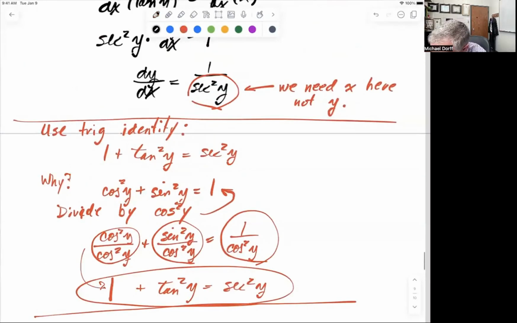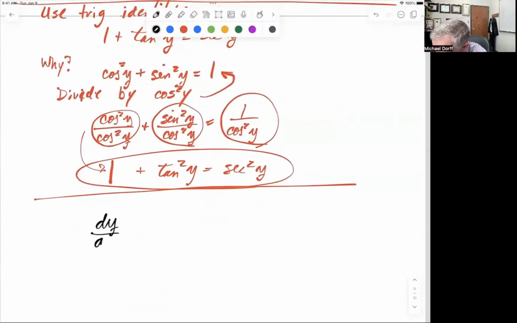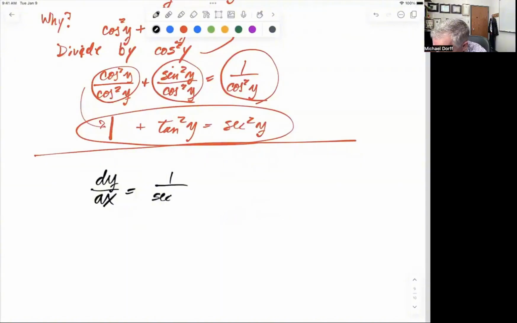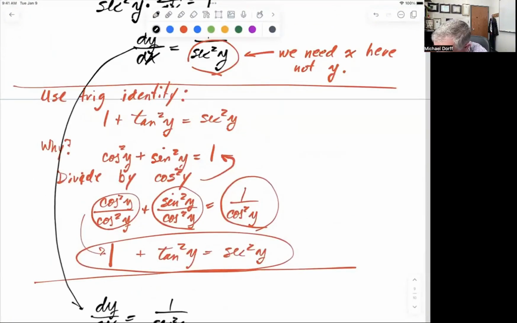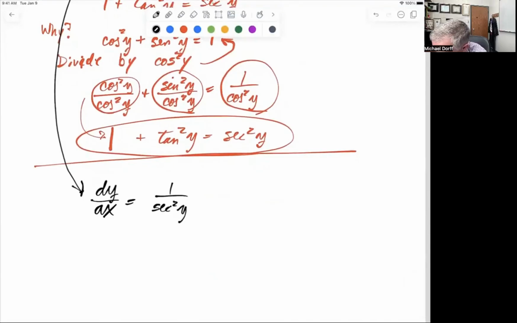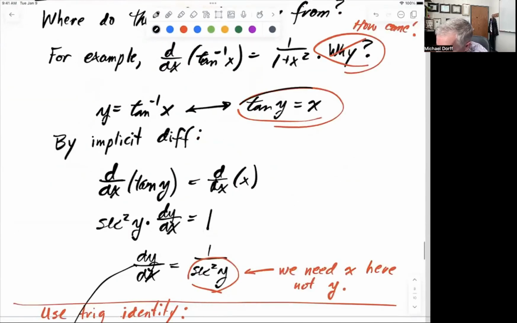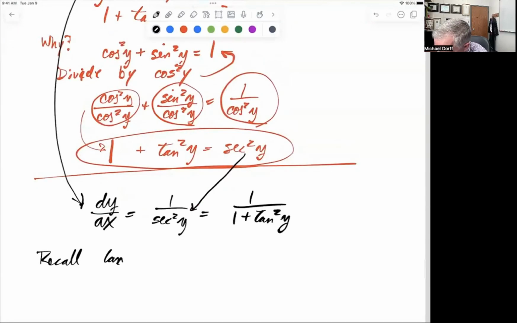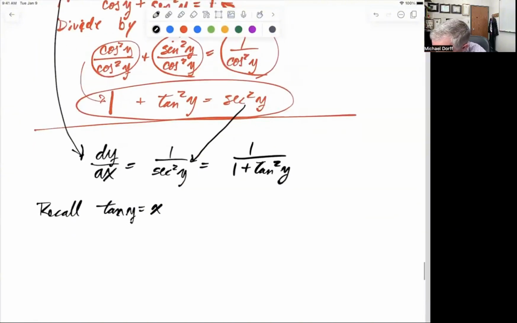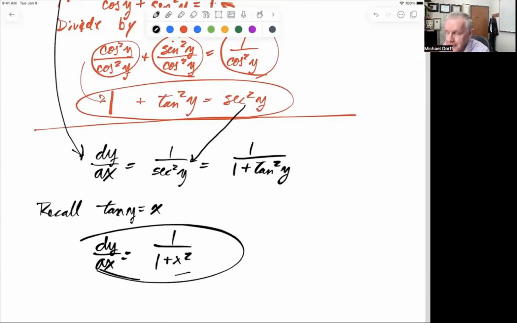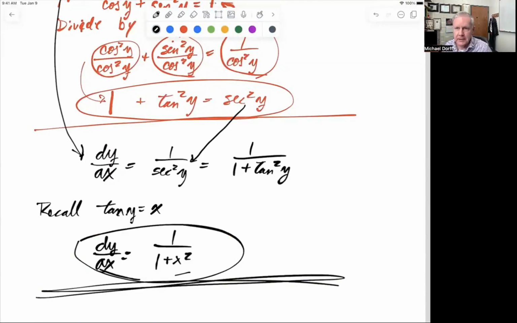So we're going to use that idea. Remember where we were at, we had dy dx equals 1 over secant squared y. We get that from right up there. And now we're going to use the fact that secant squared is equal to 1 plus tangent squared. So I get that's the same as 1 over 1 plus tangent squared y. But we recall that from the very beginning up here, we had tan y equals x. So when I substitute that in, we get dy dx equals 1 over 1 plus x squared. And that's the formula for the derivative of the inverse tangent. That's how you can get all these derivatives of inverse trig functions.